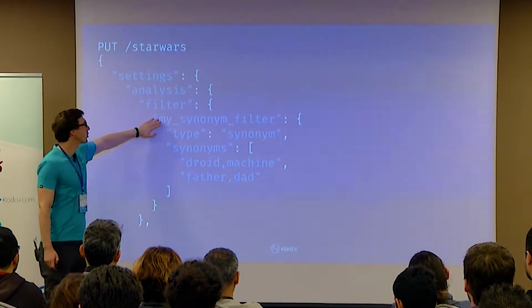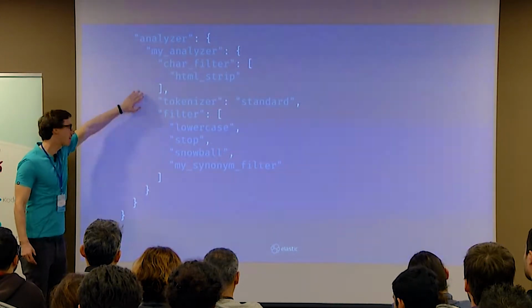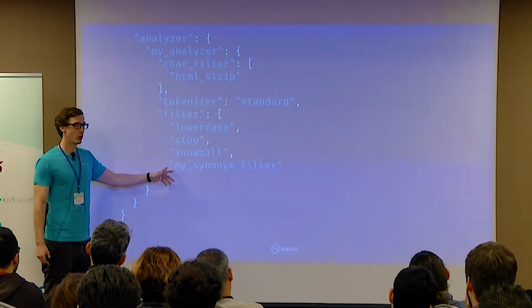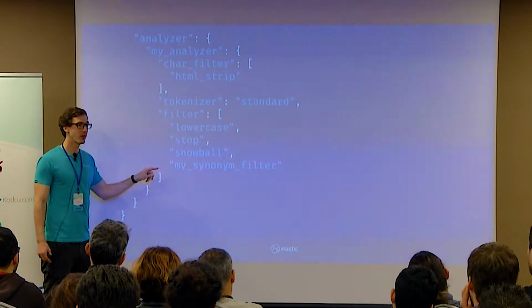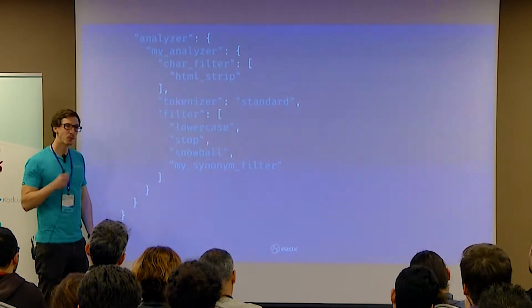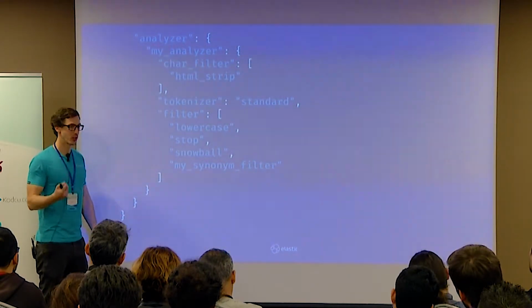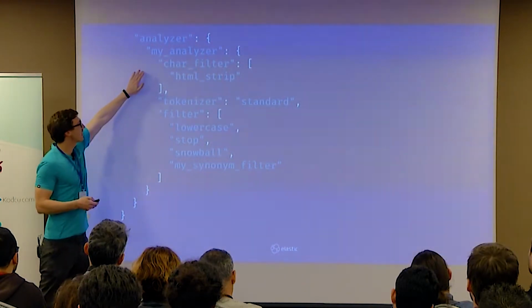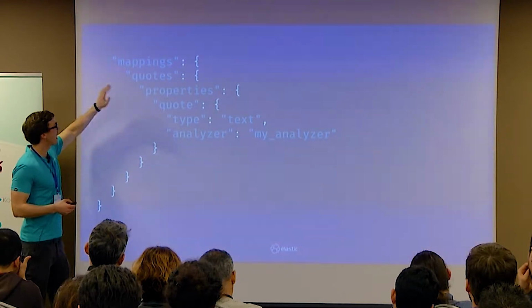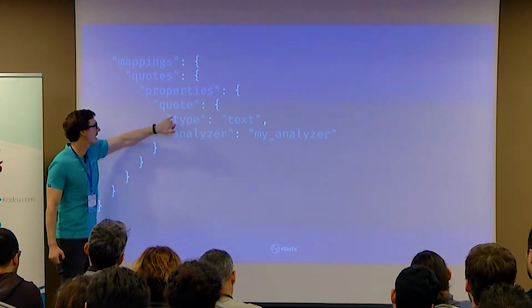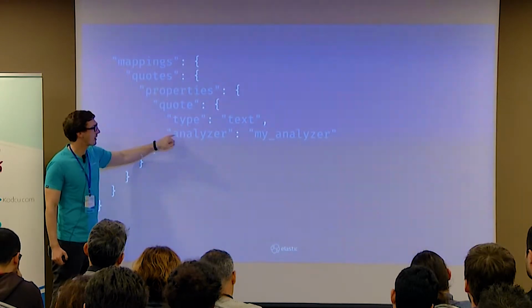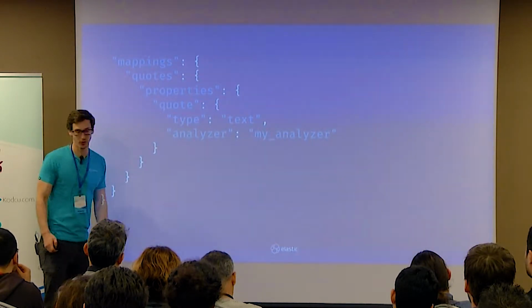I store it as my synonym filter, then I have this pipeline again, and I say, do all of these steps, and at the very end apply my synonym filter. So where there is father, also store the word dad and point to the same place. So it's just a synonym. We store that under my analyzer, and then we just say I have something, the attribute quote is text, and it should be analyzed by my analyzer, which I've just shown you.